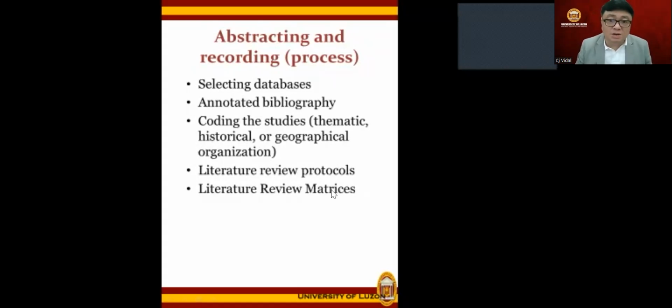We also have literature review matrices. I think I also have introduced a matrix to some of you, which may also give you a boost in the work of preparing your RRL, or your review of related literature.